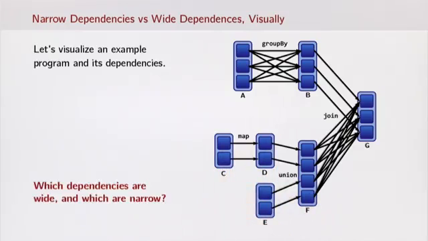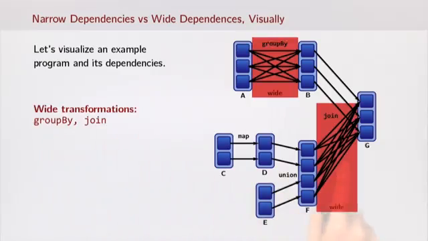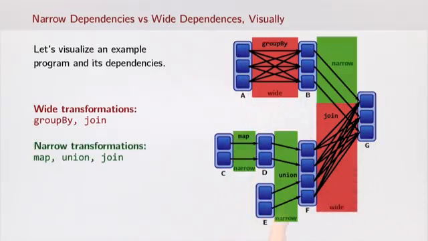So the next question I asked you is which dependencies are wide and which are narrow. Transformations like group by and join are wide because each child partition depends on multiple parent partitions. And transformations like map and union are narrow because each child depends on only one parent RDD. There's a one-to-one relationship between parent partitions and child partitions.